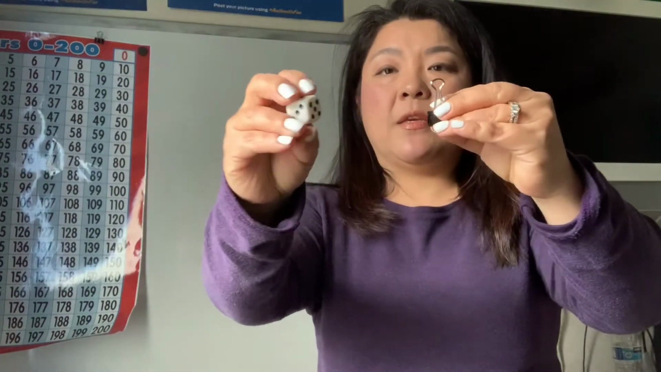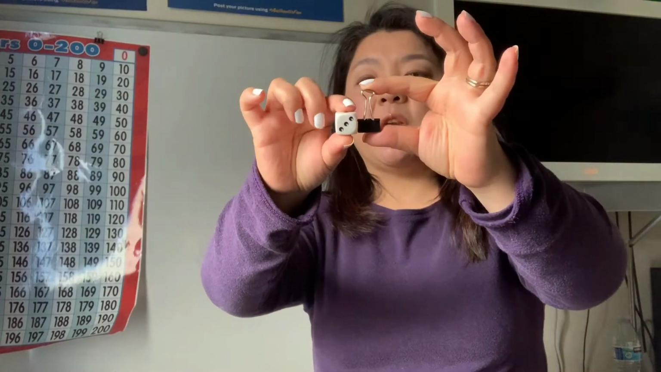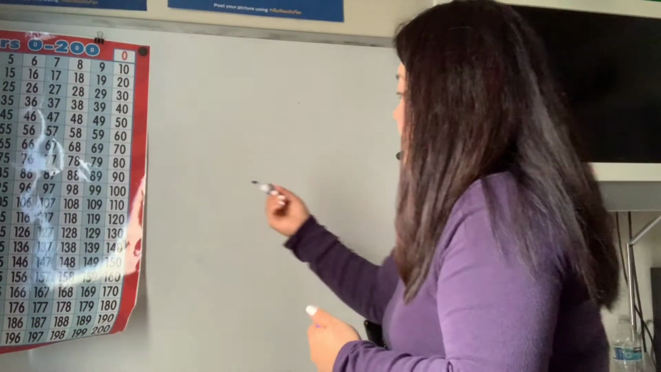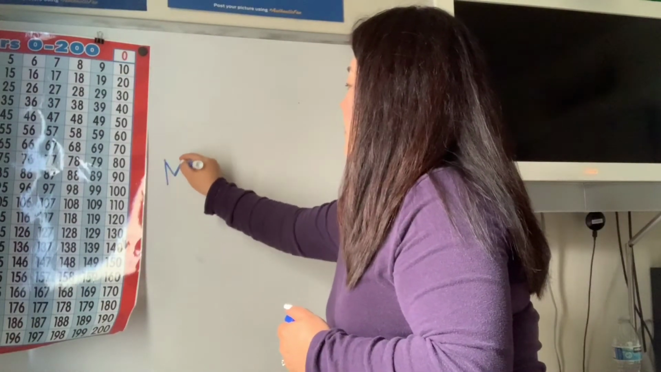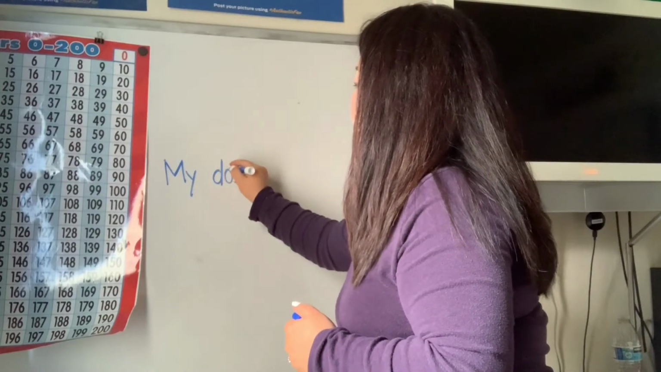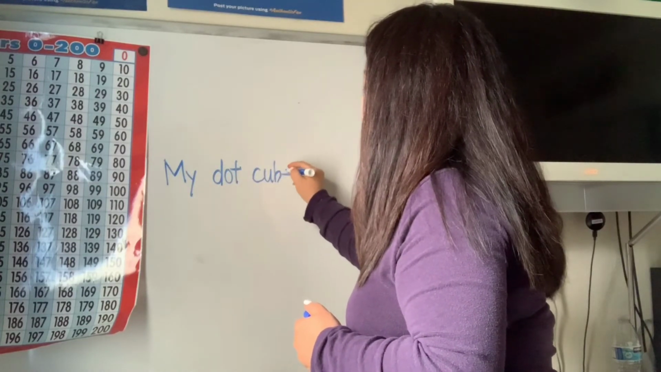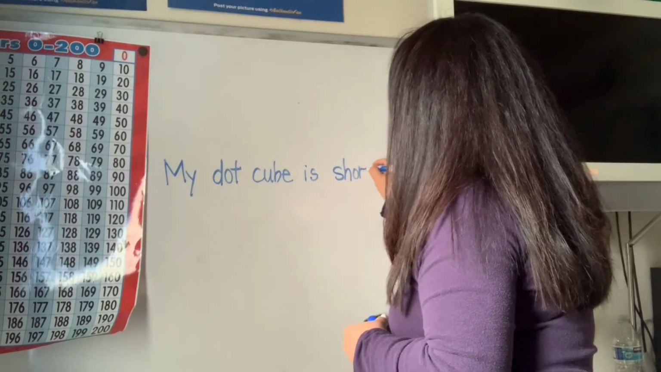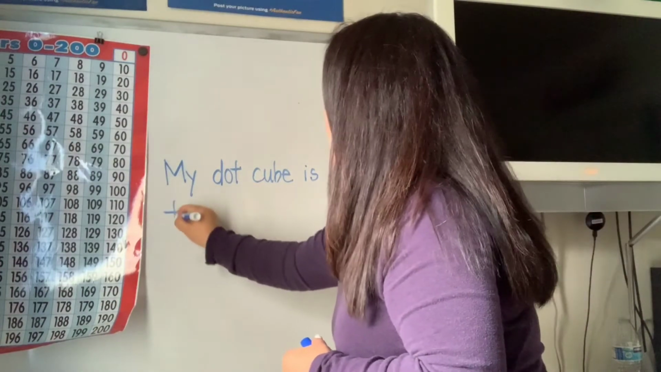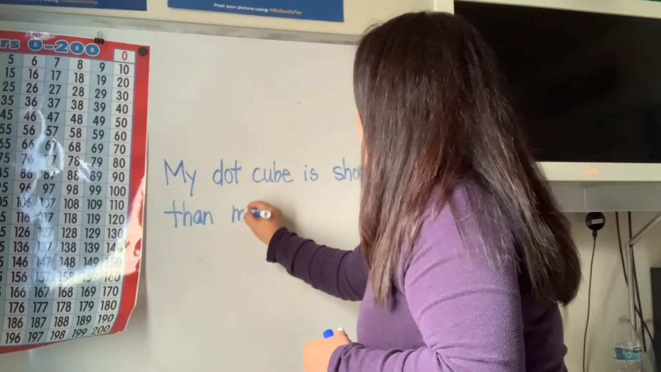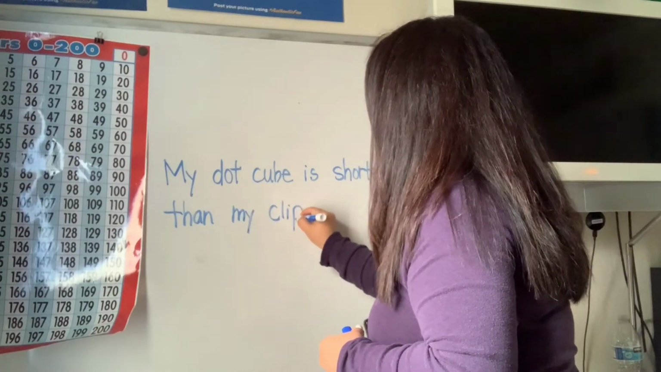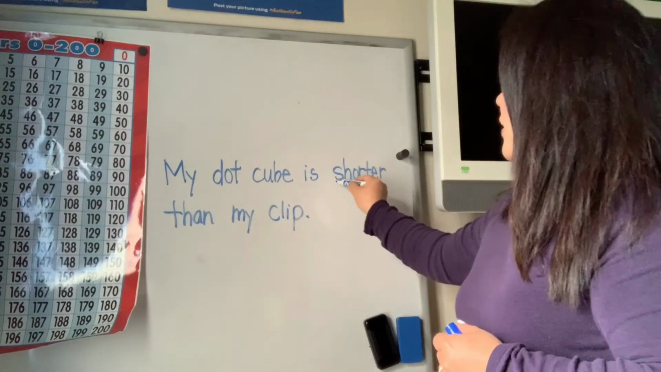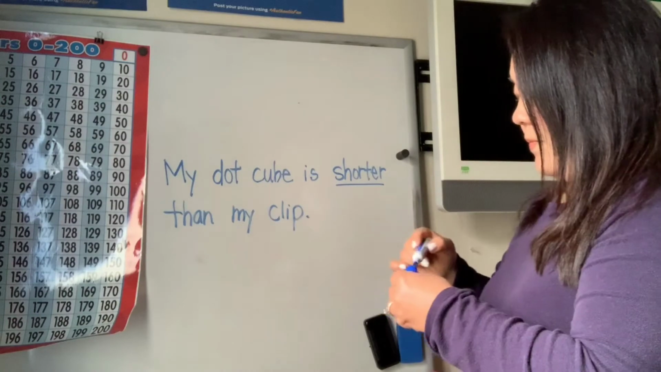I know that my dot cube is shorter than my clip. So I'm going to write that. My dot cube is shorter than my clip. And a period. So here's my sentence. My dot cube is shorter than my clip. Okay.